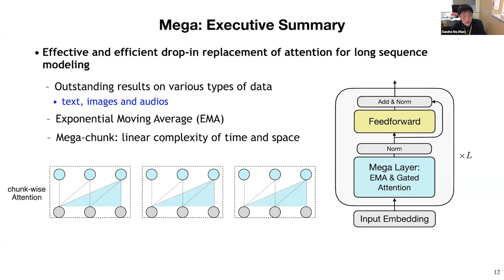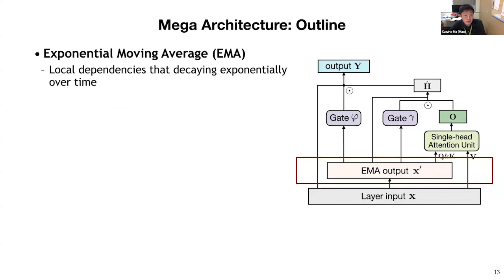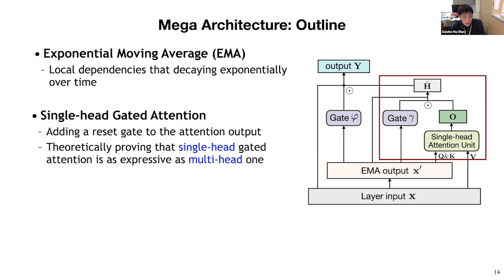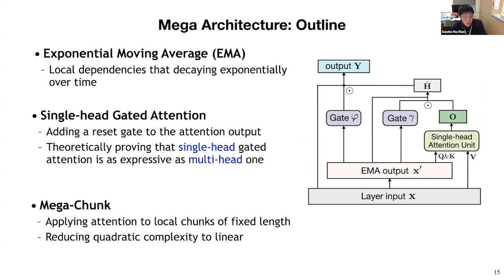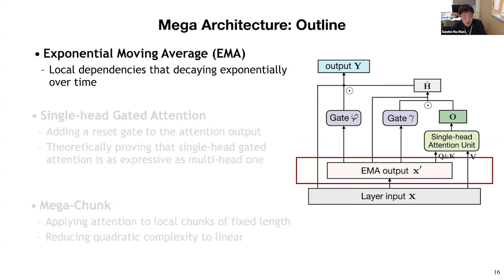And in the Mega architecture, to achieve this goal, we propose three components. The first one is the EMA layer, the EMA component, which utilizes the decaying exponential moving average mechanism. And the second is the single-head gated attention mechanism, with which we aim to reduce the number of heads in multi-head attention. Then we combine them together to achieve long context modeling and also good performance. So let's first see what the EMA component in Mega is.